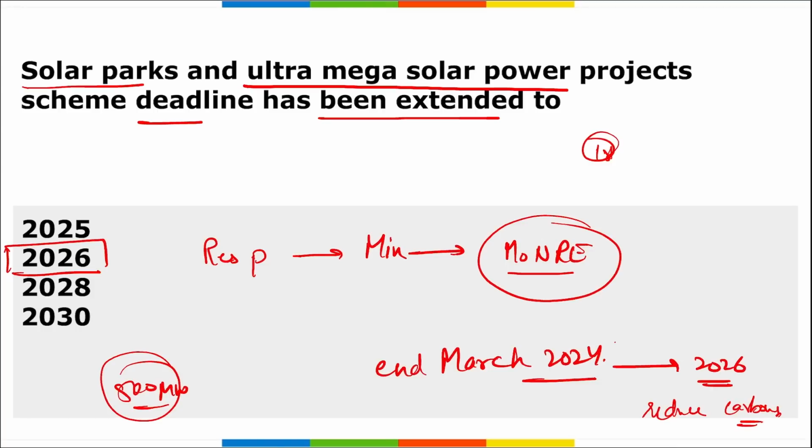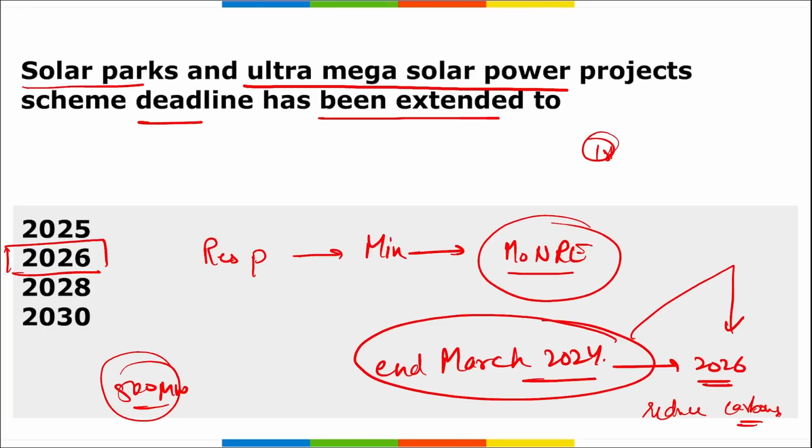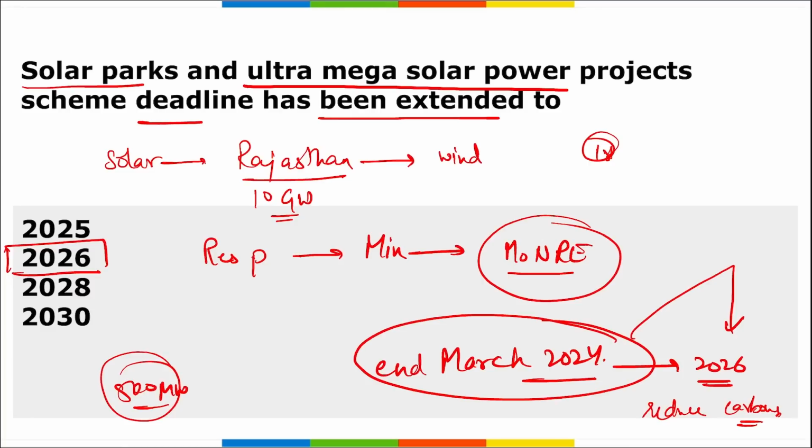But now again, as I mentioned, it was earlier extended till March 2024, but now it has been extended by the Ministry of New and Renewable Energy till 2026. Correct? So remember, it is your Ministry of New and Renewable Energy. They have extended the deadline for the solar parks and ultra mega solar power project scheme till 2026. Which is the state that is performing best in terms of solar energy? It is Rajasthan. And Rajasthan also became the first state to achieve 10 gigawatts of solar energy capacity. Next thing, Rajasthan is also the top performer in wind energy production. Correct?